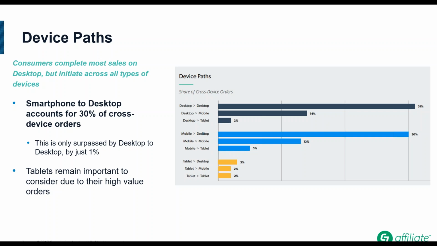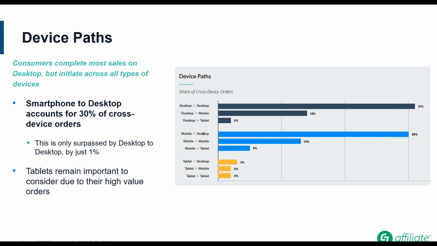Okay. The next most common path for sales is the smartphone to desktop path. About 30% of our cross-device orders start on a smartphone and then complete on a desktop. Again, this is a huge call out for advertisers about the dominance of smartphones in initiating affiliate shopping journeys.